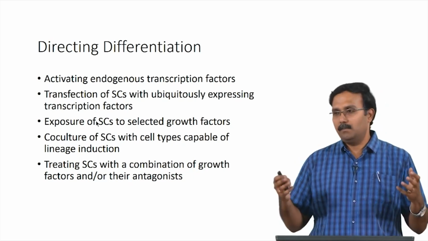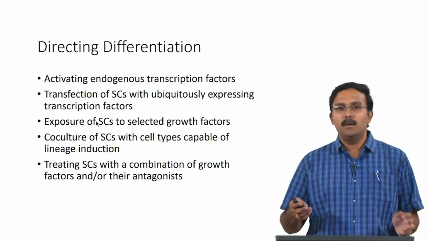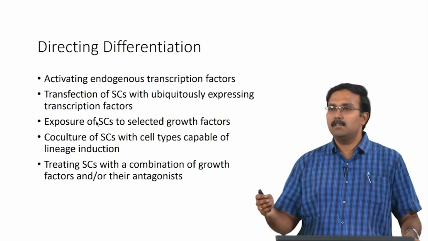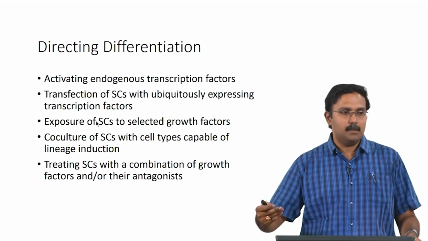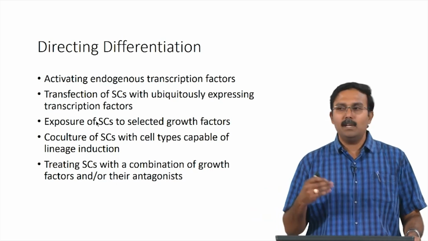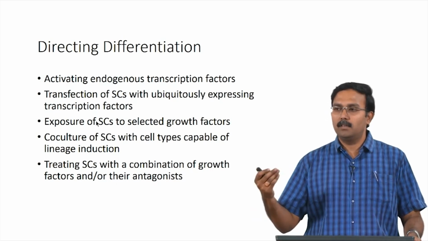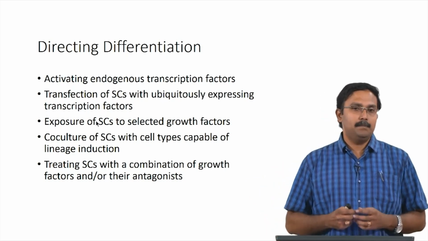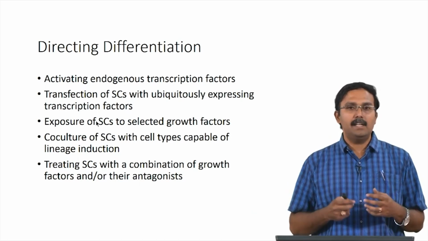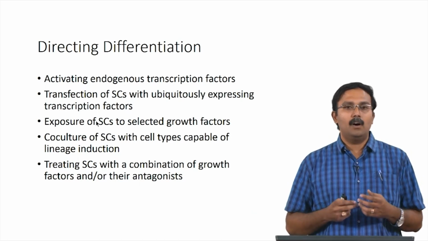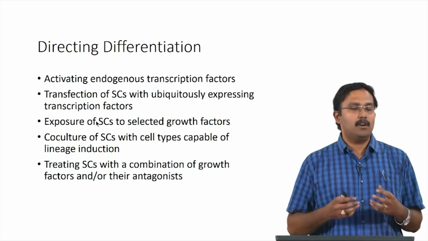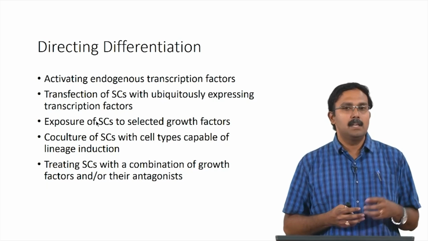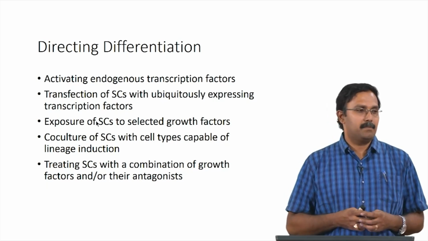We are looking at a tissue engineering application where we are going to use these stem cells, and we would want to differentiate these stem cells to produce specific cells with desirable functionality, so that the tissue we develop will be able to perform its functions. This is basically done through activating endogenous transcription factors, or it can also be done by transfection of stem cells with ubiquitously expressing transcription factors.